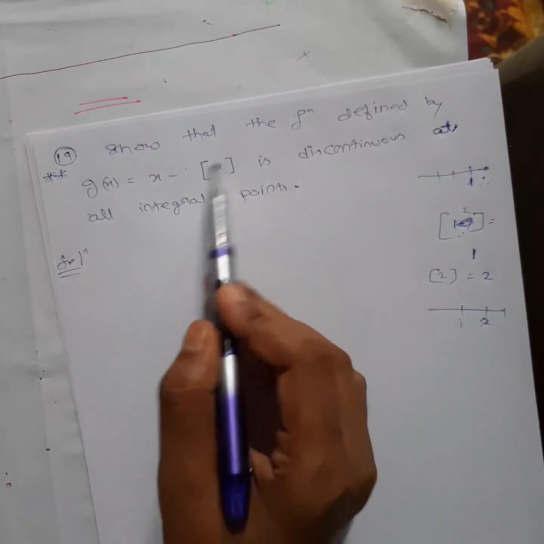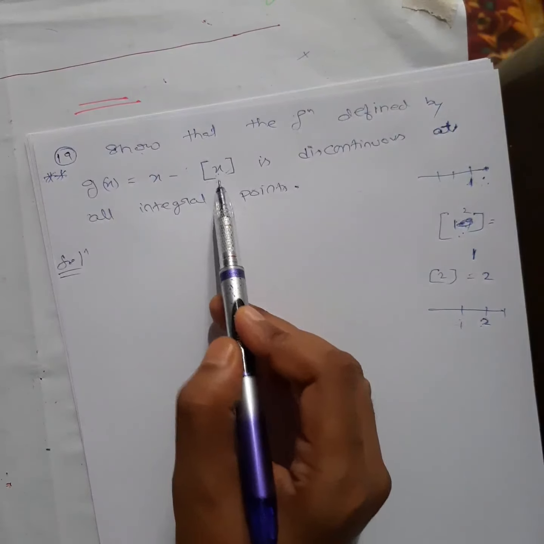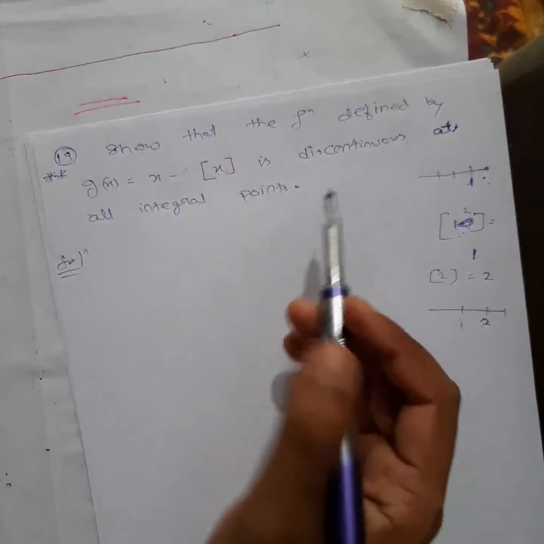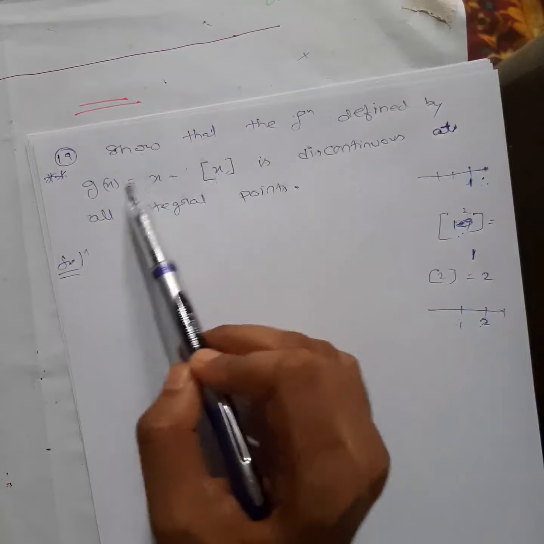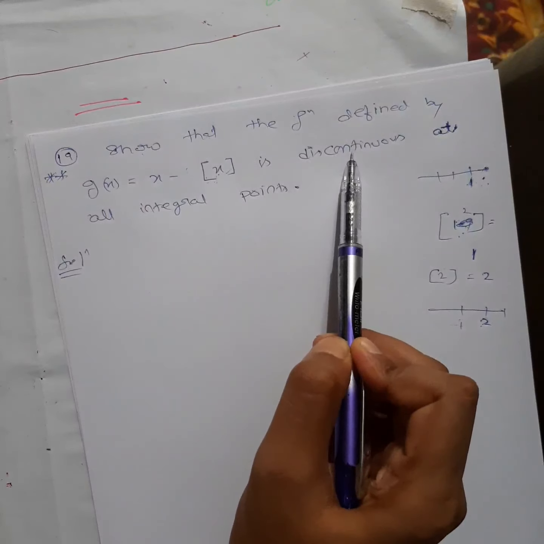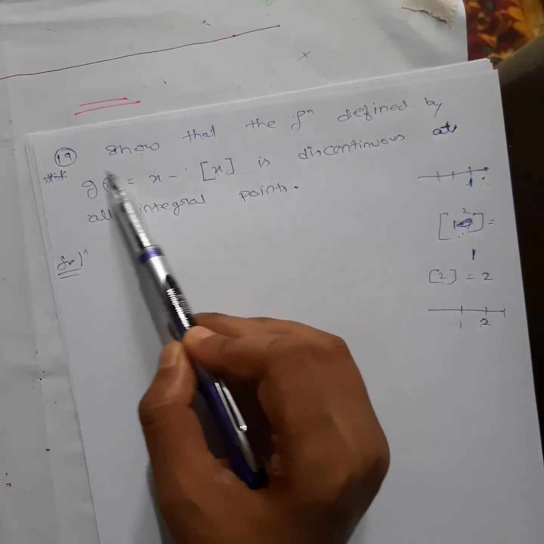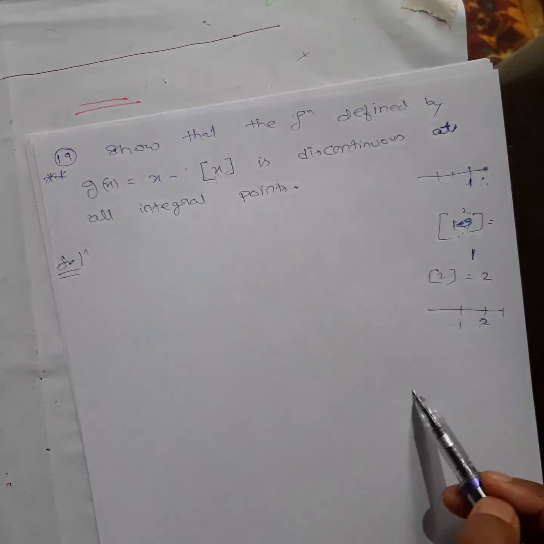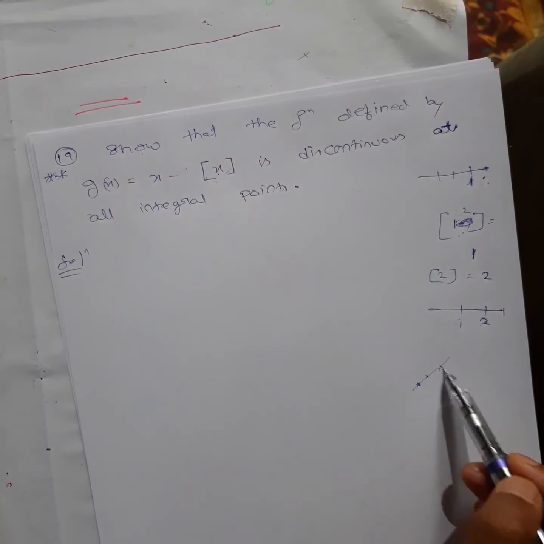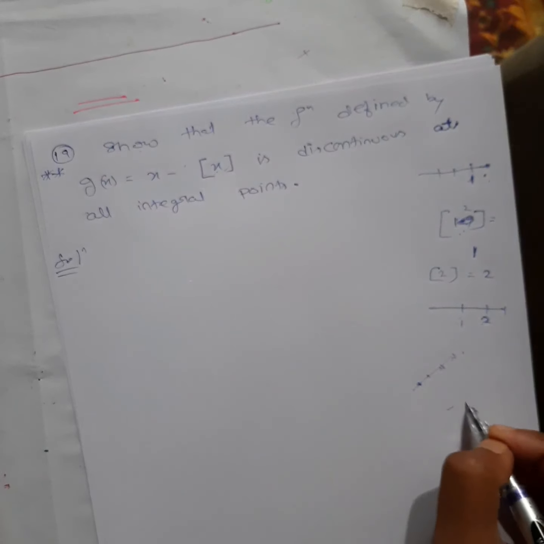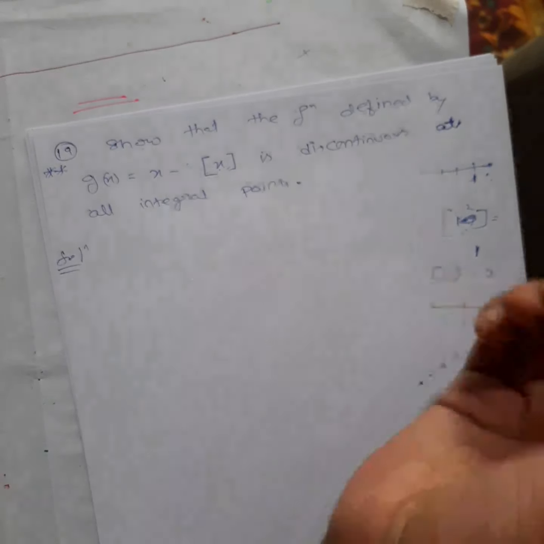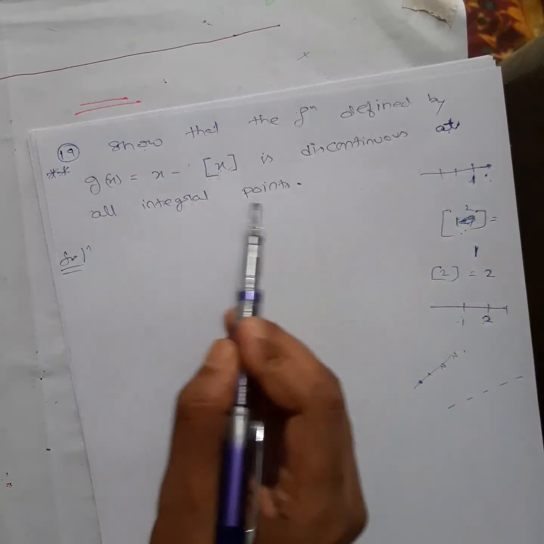We have already studied this greatest integer function in class 11, so you need to understand that. Now show that the function defined, this one, is discontinuous. You have to show that the graph of this function will break. Discontinuous means the graph will break like this. Where? At all integral points.